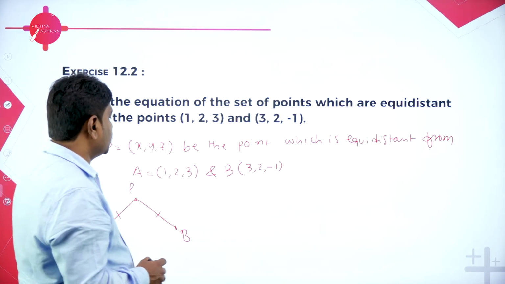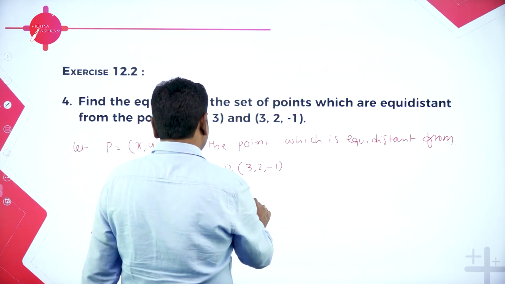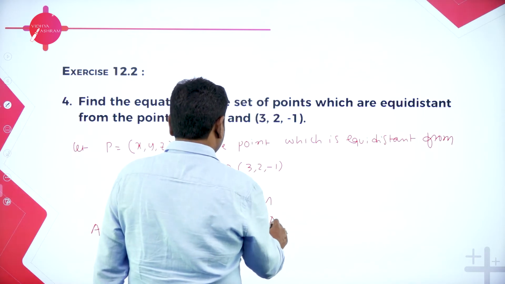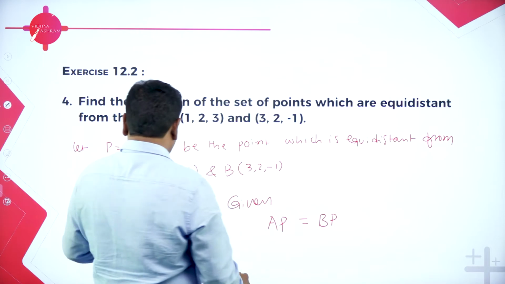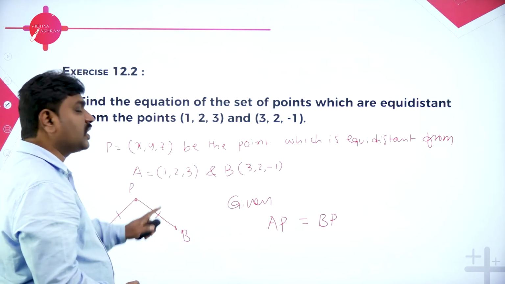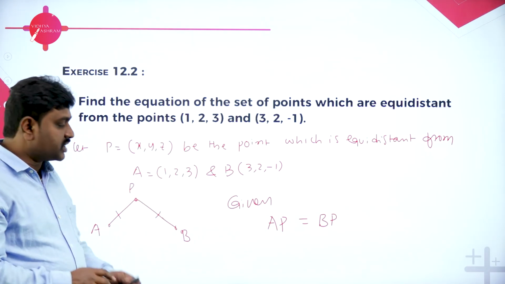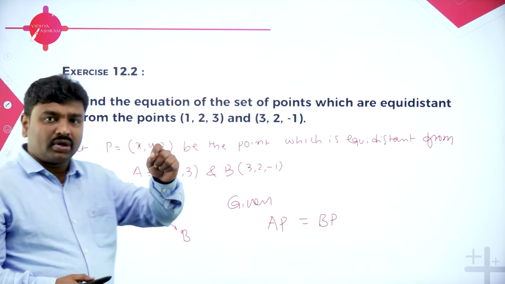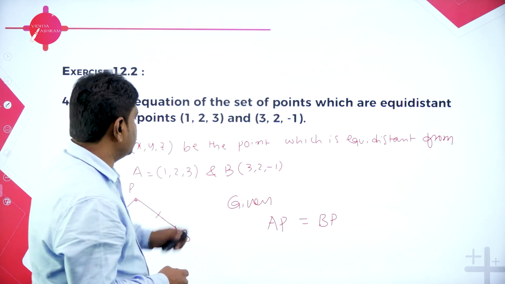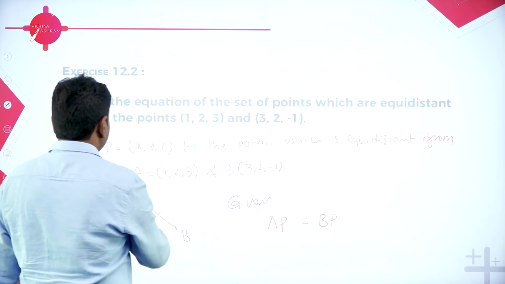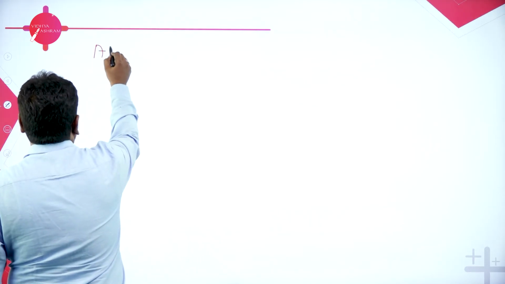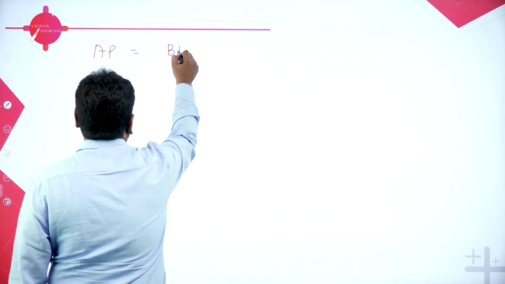Means AP. So given equidistance means what? A to P length is same as B to P. AP and BP both are same because P is at equidistant. Equidistant means what? Distance of P from A is equal to distance of P from B. Use the distance formula. We are using AP is equal to BP because they told equidistance.